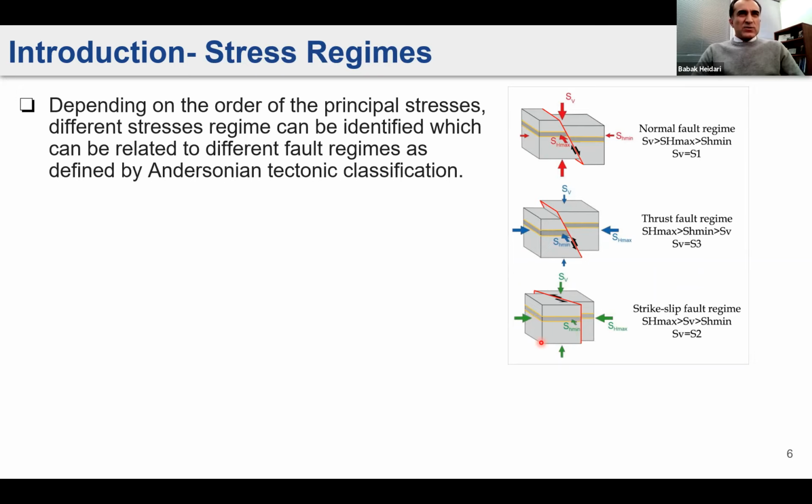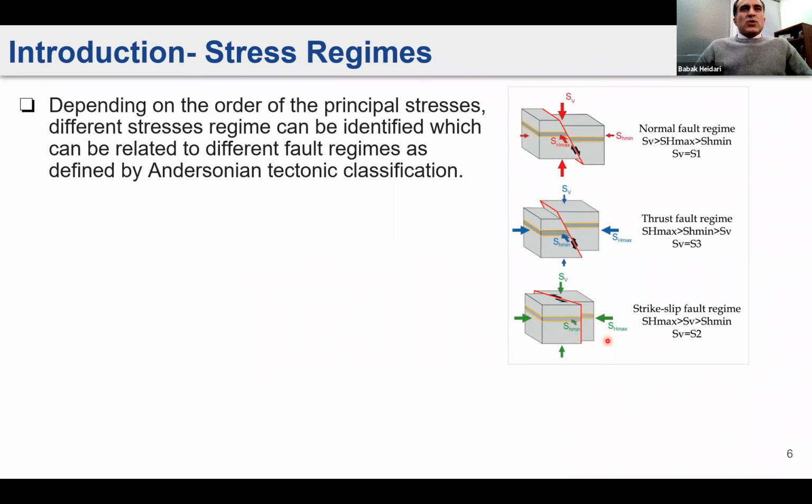Before diving deep into that concept, I need to explain what in the world of tectonics they define as a different stress regime. Based on the Andersonian tectonic classification, we have three tectonic stress regimes: normal, thrust faulting, and strike-slip. There are different fault regimes, and basically in the geomechanics world and the Earth, we are dealing with these three scenarios. So what we are dealing with in terms of far-field stresses is not out of these three scenarios.